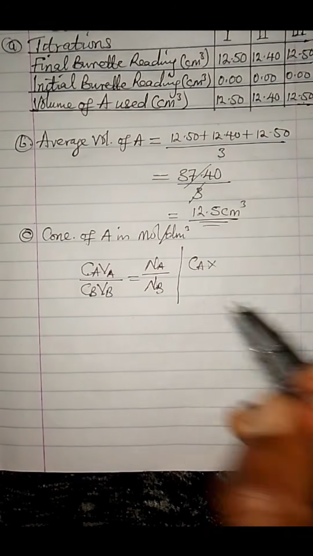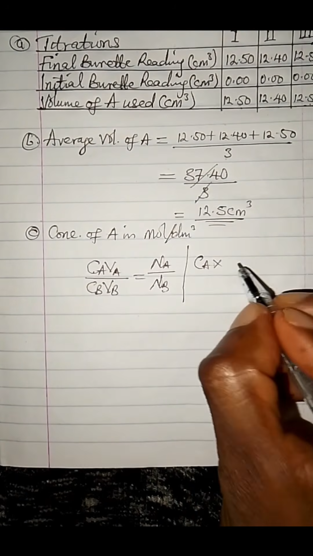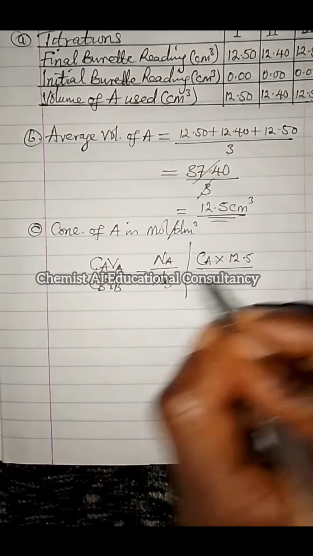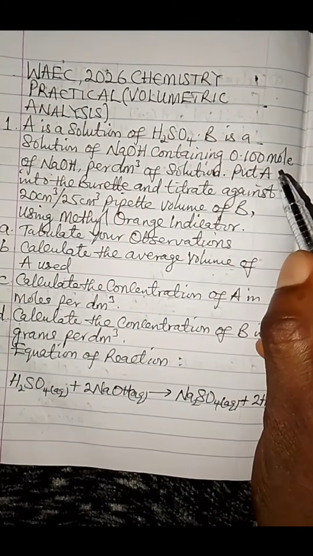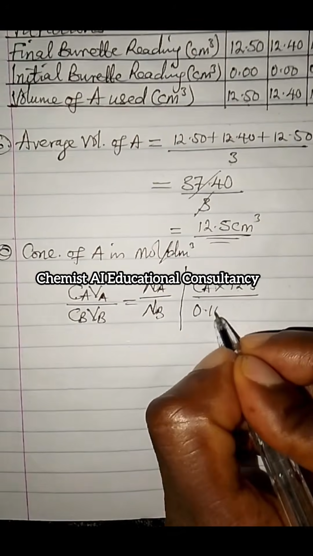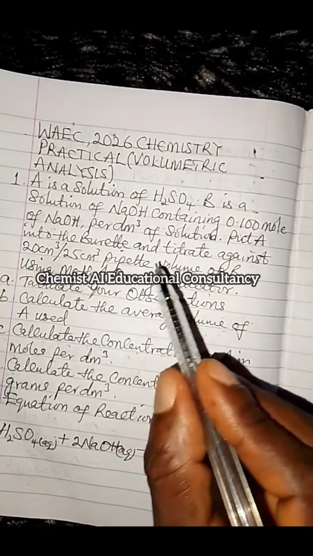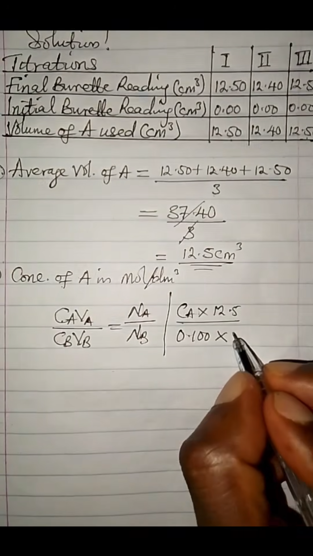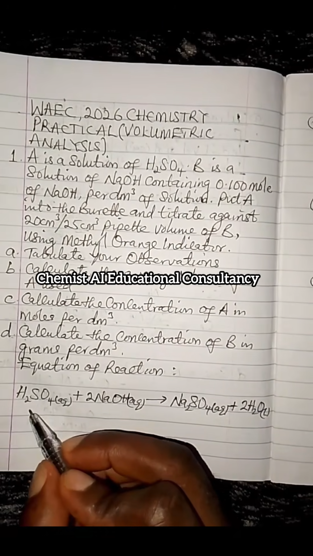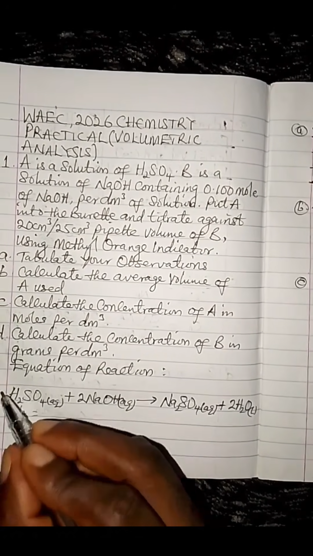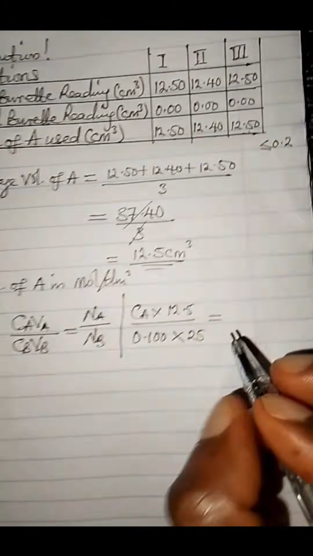Now, CA is required. VA is the average volume of acid that you just calculated. So you write it 12.5 over CBVB. CB is the concentration of the base. In the question, it is 0.100. So you write it. Then VB is the volume of the base, which is a pipette volume. In your school, you may be using pipette volume of 20. Please use that 20. Equals NA over NB. NA over NB are the stoichiometric coefficients of the acid and the base in the balanced equation. So you can see that the coefficient of the acid is 1. And that of the base is 2. So we have 1 over 2.